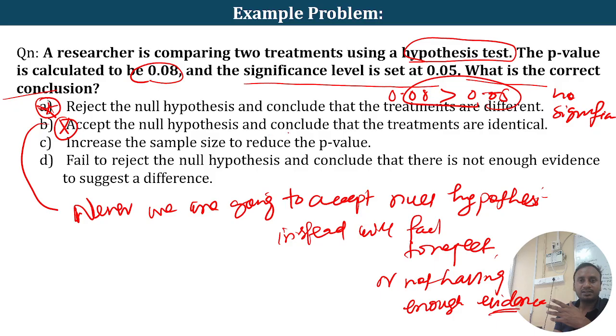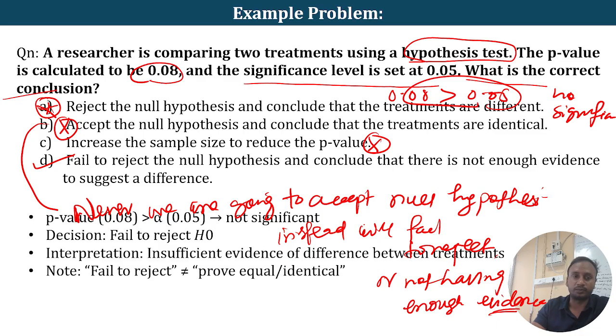Increase the sample size to reduce the p-value. That's for a later part, not now. It can't be, because we already calculated the p-value. So that can be done later. So the correct option: fail to reject the null hypothesis and conclude that there is not enough evidence to suggest a difference. Okay, so D will be the correct option.